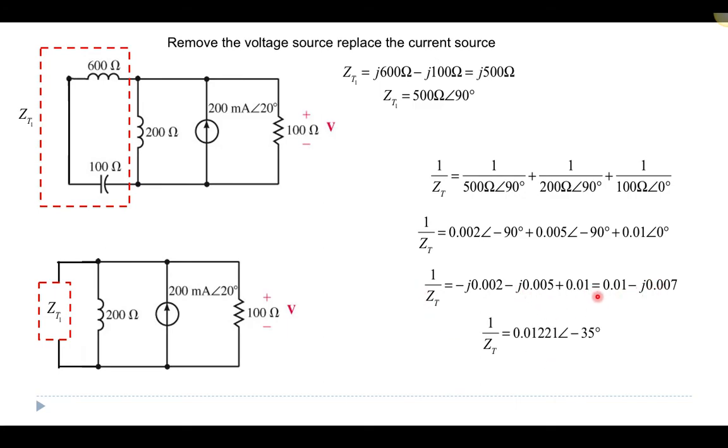And when I combine those together into polar form, I get 1 over the total impedance is 0.01221 with a phase angle of minus 35. When I take the reciprocal of that, 1 over 0.01221 is 81.9 ohms, and of course 1 over the angle of minus 35 is a positive 35. So those components all connected together in parallel have a total equivalent impedance of 81.9 with an angle of 35 degrees.